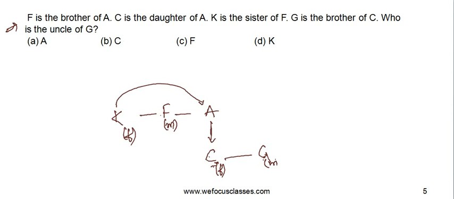Who is the uncle of G? Uncle is always the parent's brother. Who is the parent? A. Who is the parent's brother? F. So F is the uncle of G. This is how you will solve the problem. Go to the next problem.